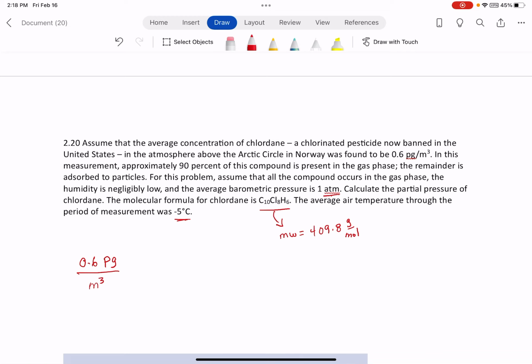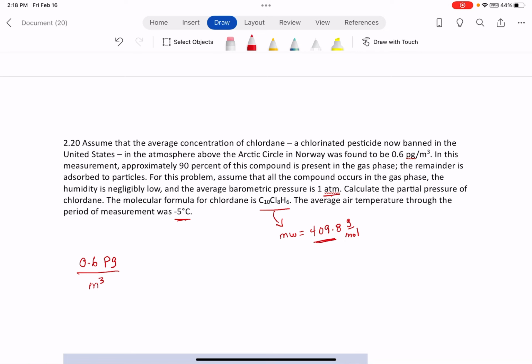The molecular weight of chlordane is C10Cl8H6, and of course you should find the molecular weight of each one of these, like carbon and chlorine and H. And then you can find out the total molecular weight of chlordane is 409.8 gram per mole. The average air temperature through the time of measurement was -5 Celsius.